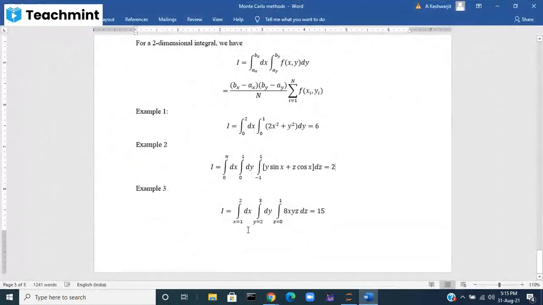And the last example, example 3, I leave as your homework. You simply change the limits of integration and change the function, the integrand, and then change the program. The answer should be 15.